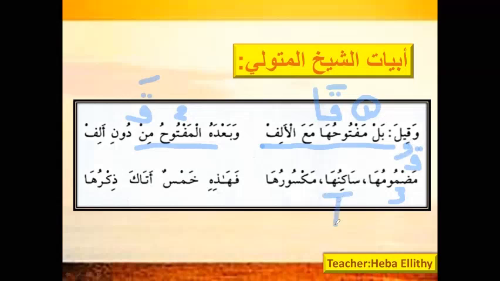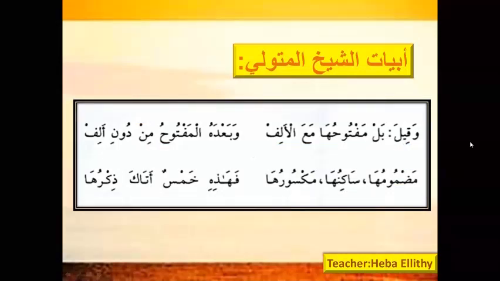ساكنها, this is the fourth level. And this is just the heavy letter with سكون, for example the قاف with سكون. مكسورها, this is the fifth level, the قاف with كسرة. So these are the 5 levels of this school. فهذه 5 أتاك ذكرها. This is 5 levels. You get it by these lines. Inshallah, this is clear for you. Let's go and continue.